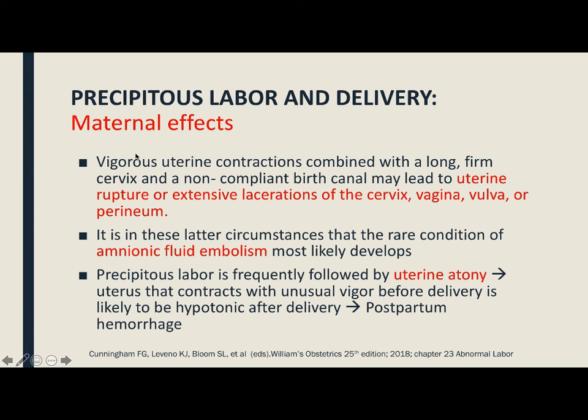What are the maternal effects of precipitous labor and delivery? Vigorous uterine contractions combined with a long, firm cervix and a non-compliant birth canal, of course, may lead to uterine rupture or extensive lacerations of the cervix, vagina, vulva, or perineum. It is in these latter circumstances that the rare condition of amniotic fluid embolism most likely develops. Precipitous labor is frequently followed by uterine atony, where the uterus that contracts with unusual vigor before delivery is likely to be hypotonic after delivery, and therefore postpartum hemorrhage may ensue.